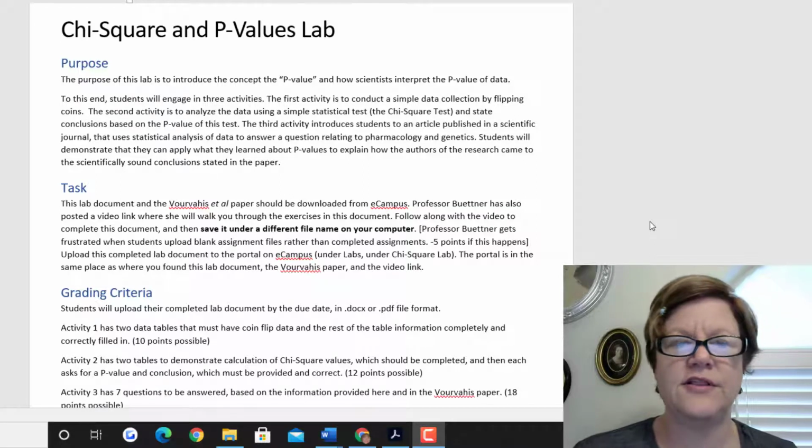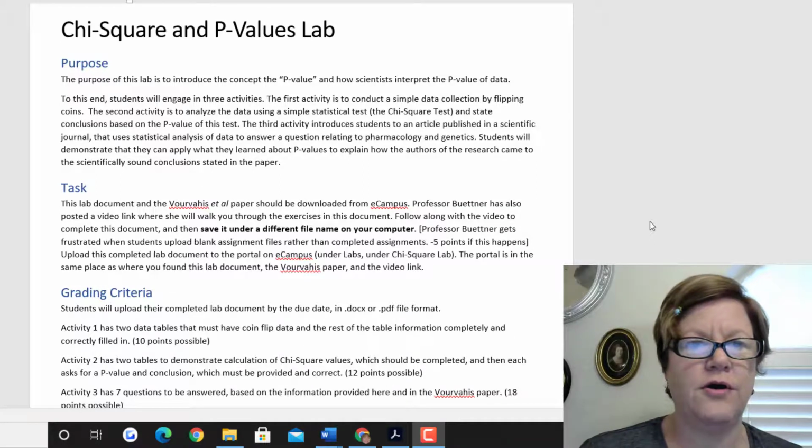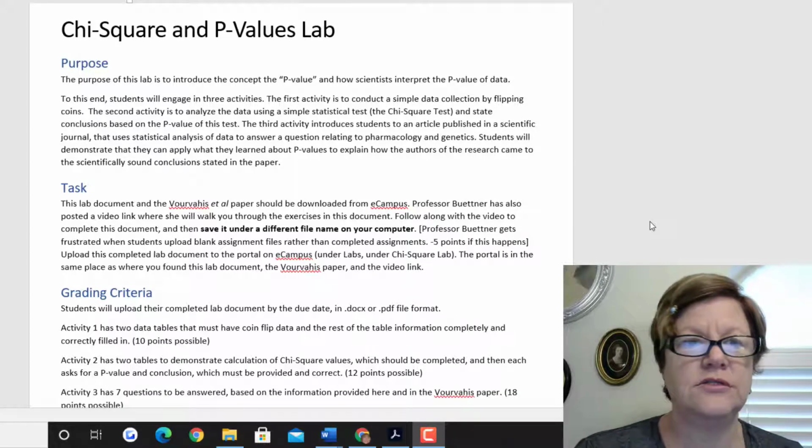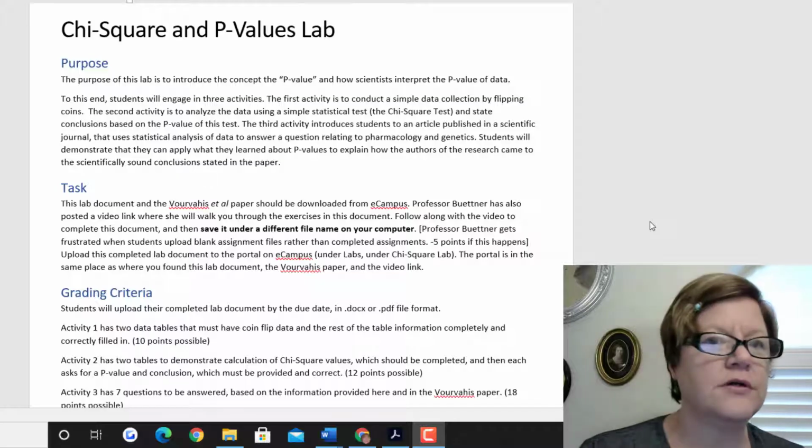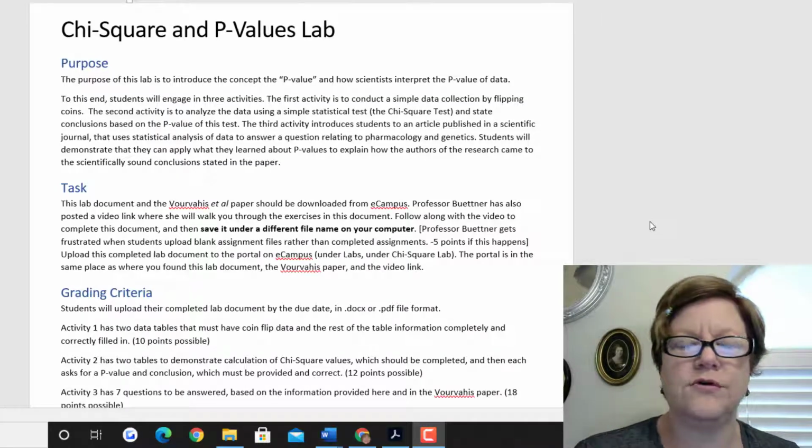All right, this is the Chi-Square lab. I'm going to walk you through at least part of it. And the first page of the lab has a lot of good information to help you see what I'm looking for, what I'm going for.